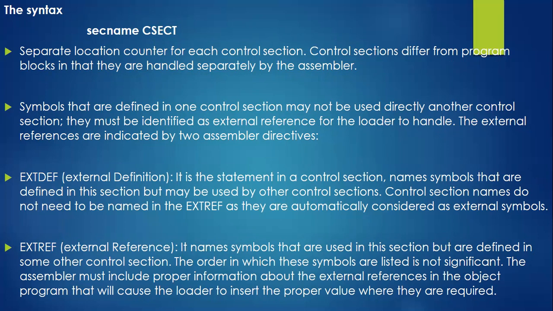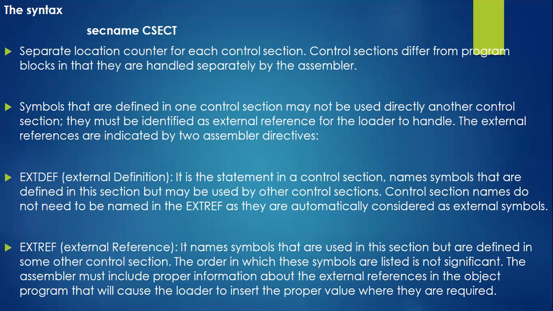Then, there is a separate location counter for each control section. We need an updated location counter to deal with the different control sections. If you are dealing with the first control section, say 0 to 1000, after that you need to reset your location counter so that you can start with a new address for the new control section. This is very important.